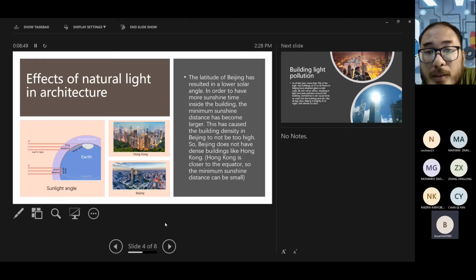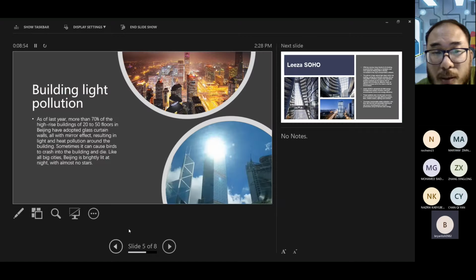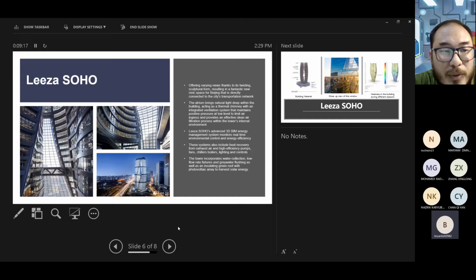Okay. And then this building light pollution. This is very good. This shows the problems that are happening in Beijing, and they are quite hard to handle at the moment, because the building is still there, they cannot do anything else. And this example of Lisa Tower is good, Lisa Soho. I also like if you can have different building types, like a small house or smaller building, based on the orientation.